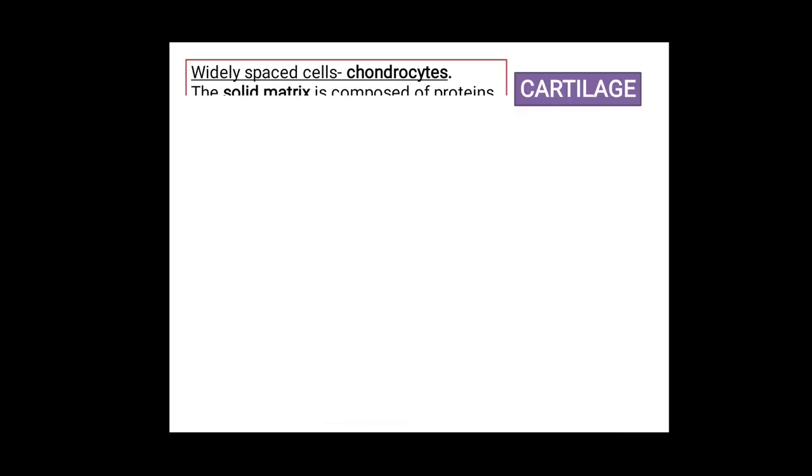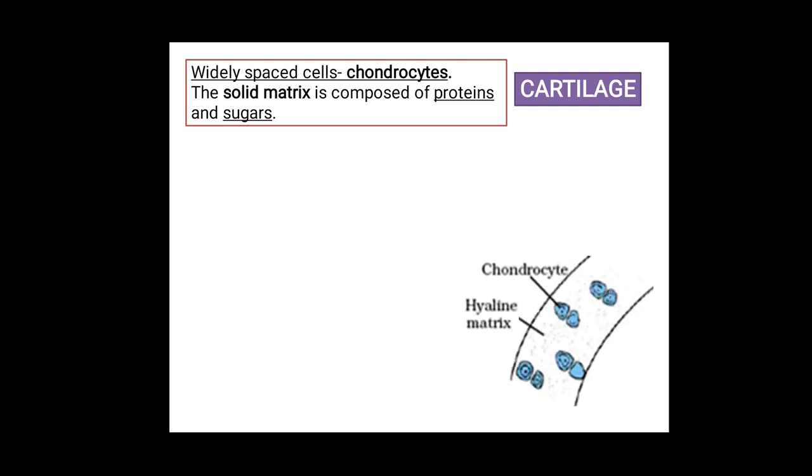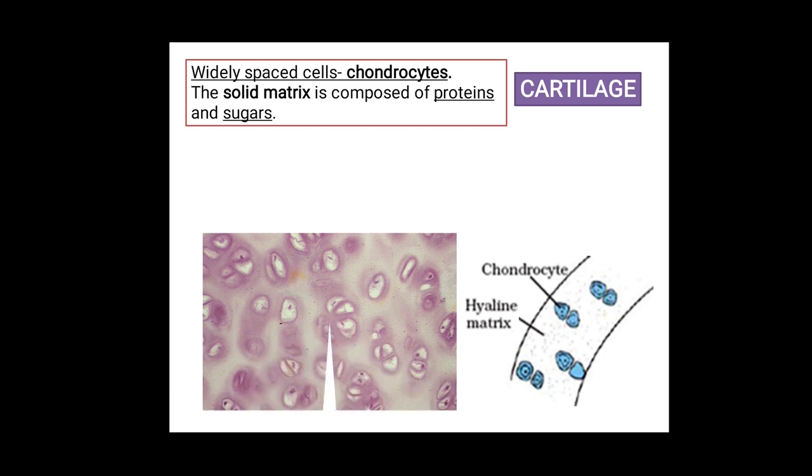Then you come to cartilage. Again, cells are widely spaced. They are called chondrocytes. You can see in the diagram. And in between, there is the matrix, which is mainly made up of some proteins and some sugars.